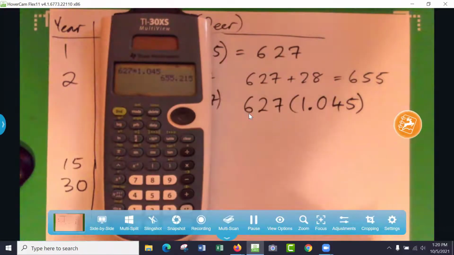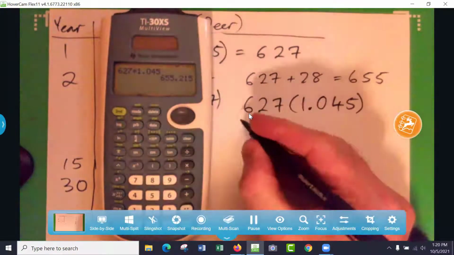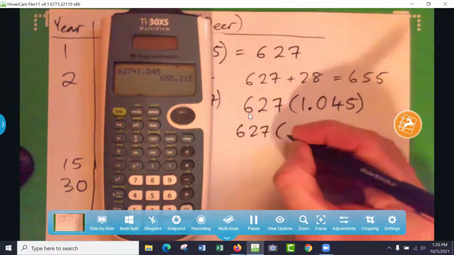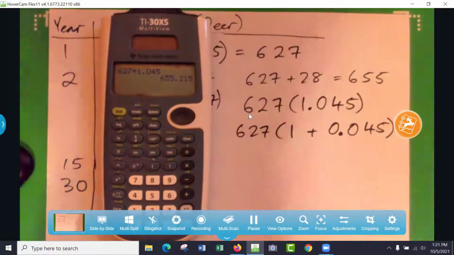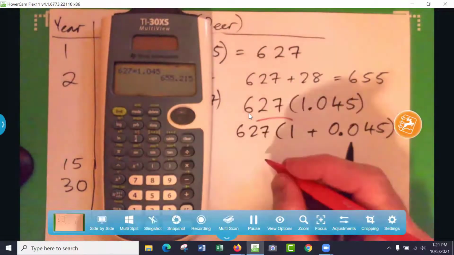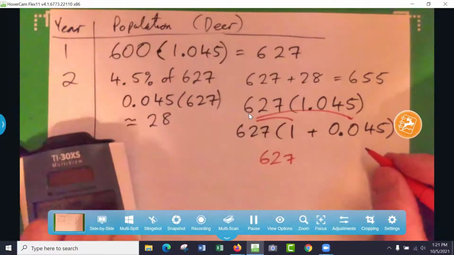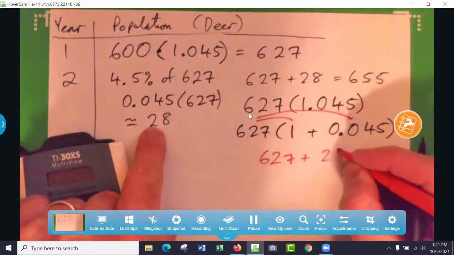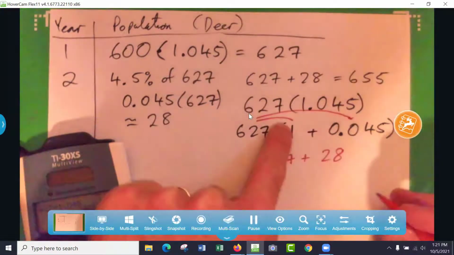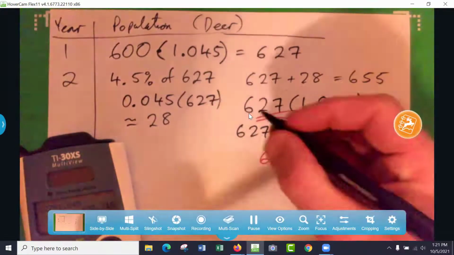Because it's adding another year from one. Right. And when I multiply by 1.045, it's kind of like this. It's just 627 times 1 plus 0.045, right? And if I did the distributive property, that gives me 627, and that gives me the 4.5% of 627. That just gives me the 28. See? So this calculation will give it to me, right? So that's cool.